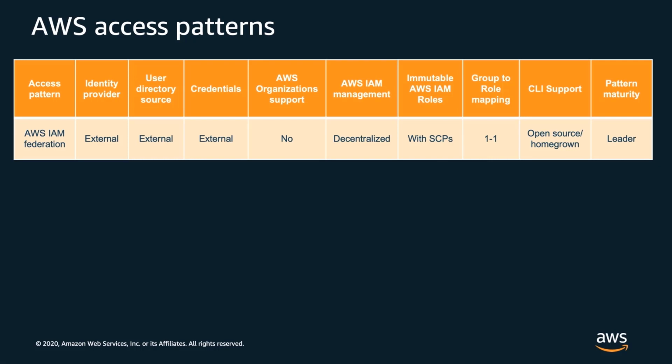Still, the most common subpattern for entitlement mapping is the one-to-one group to role mapping. So as we talked about, this is where you have a single group in your directory source that maps directly to a role in an AWS account. CLI support. This is if your cloud builders need federated programmatic access to your AWS accounts. Right now, for this pattern, you have to rely on open source or homegrown solutions. And then pattern maturity. This is really about showcasing the adoption of this pattern by customers. And this AWS IAM Federation pattern is really a leader and is the most used pattern today since it's really been around the longest.